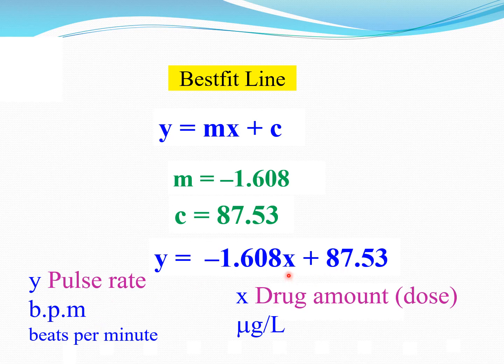So theoretically, if the patient didn't take any drug, y would be equal to 0 plus 87.53. So the pulse rate would have been 87.53 beats per minute, which is quite high. So it's obvious why this patient will be on some medication to lower that pulse rate down to the more normal, somewhere around 72, somewhere in the 70s.